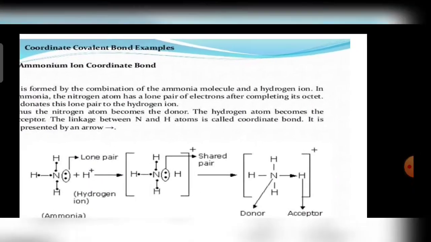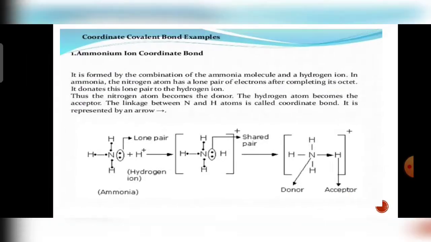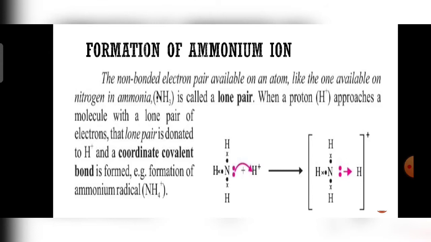And here is the next heading, formation of ammonium ion. The first heading is lone pair. It is also a short question: what is a lone pair? The non-bonding electron pair available on an atom, like the one available on nitrogen in ammonia, is called a lone pair of electrons. You can write the heading lone pair, and then the second heading is formation of ammonium ion, starting from here.